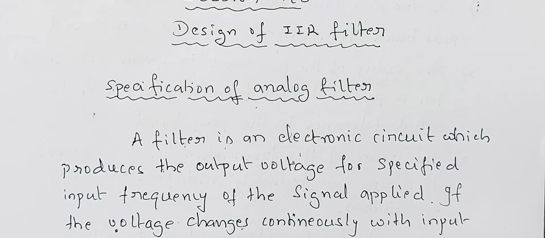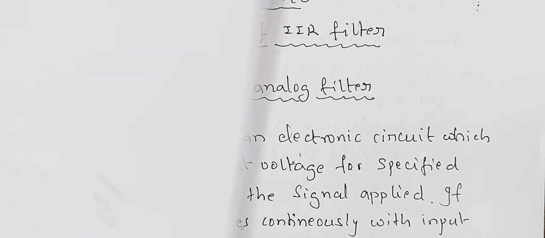What is actually specification? We know that for a filter you apply input voltage and you will get the output voltage for a certain value of frequency. The gain of the circuit is given by output voltage by input voltage, and this gain is called magnitude. Then draw the graph keeping the gain along the y-axis and frequency along the x-axis. This is called magnitude frequency response.